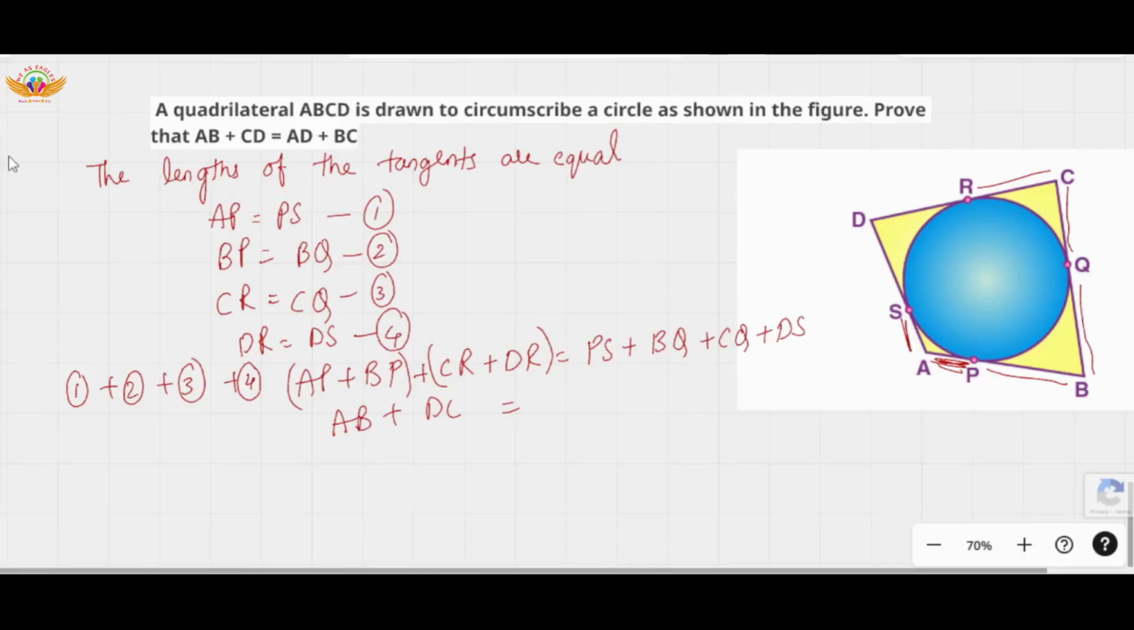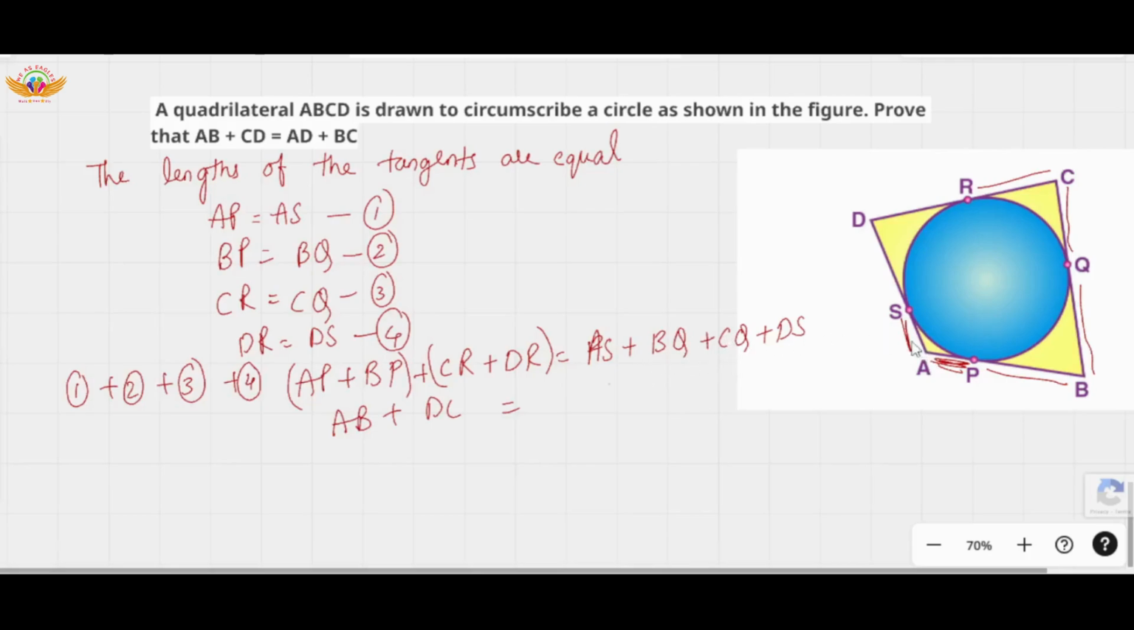Yes, this is not PS. This is AS. Yes, see here. AP is a tangent. This is AS tangent. See, AS. What is AS plus BQ? This is AS and this is BQ. Alright. But no, we can't do this.